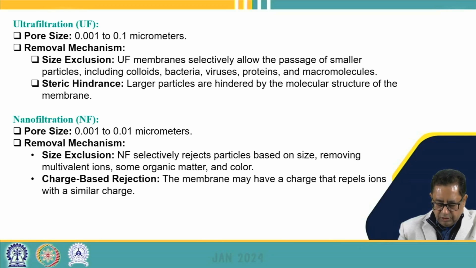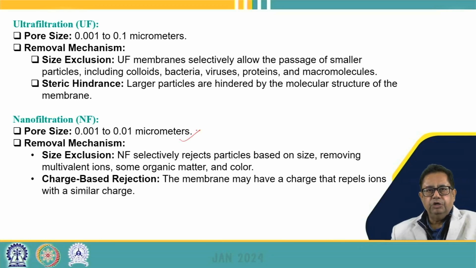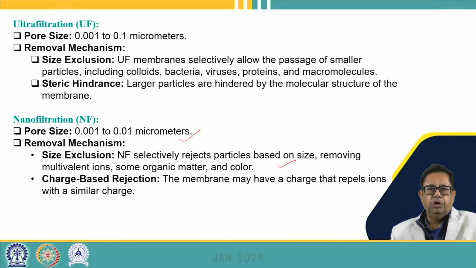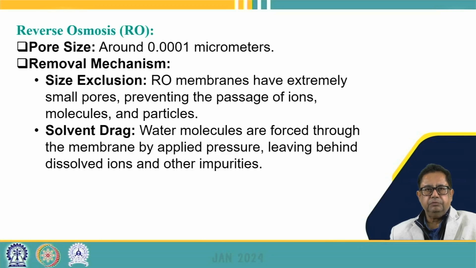Then we have nanofiltration, where the pore size may be around 0.001 to 0.01 micrometers, and here also size exclusion plays a very important role. It may be used for the removal of multivalent ions, and similarly organic matter and color can be removed. It can also rely on charge-based rejection, that is, the membrane may have a charge that repels ions of similar charge. So we can have two types of mechanism here: size exclusion as well as charge-based rejection.